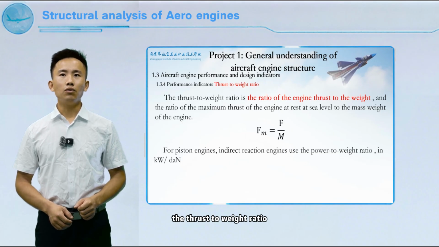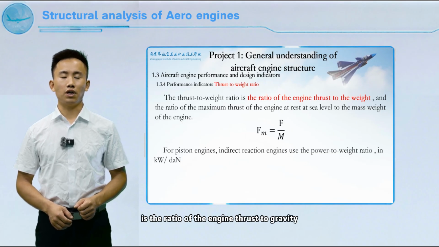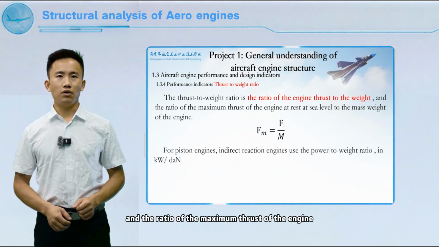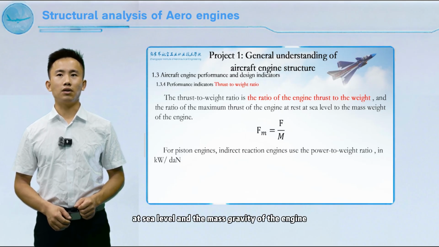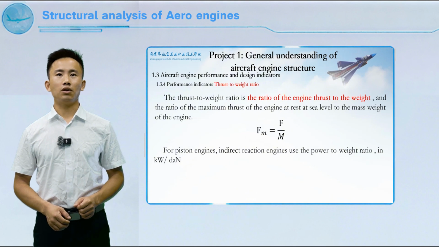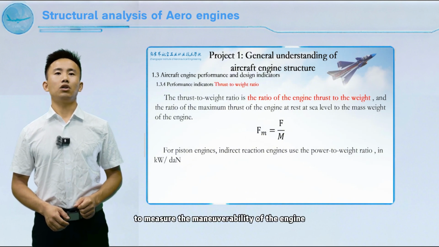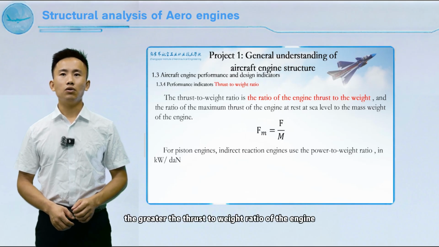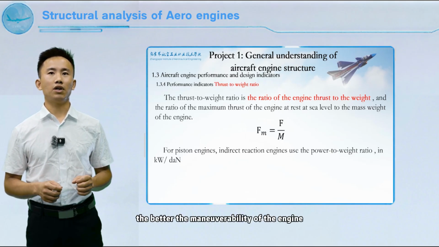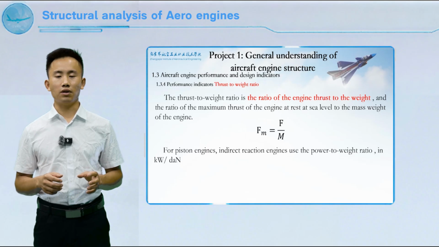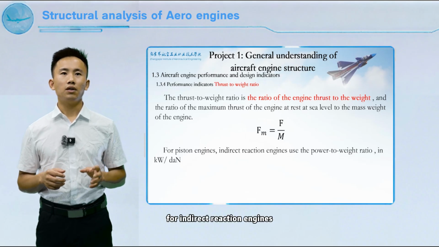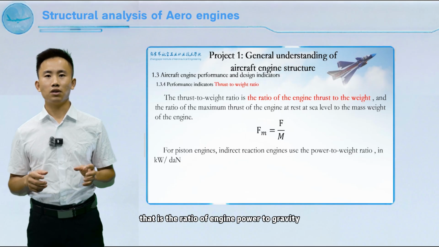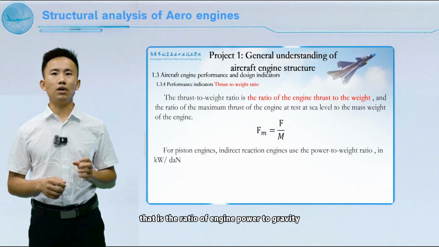The thrust-to-weight ratio is the ratio of the engine thrust to gravity, that is, the ratio of the maximum thrust of the engine at sea level to the gravity of the engine's mass. It is an indicator to measure the maneuverability of the engine. The greater the thrust-to-weight ratio of the engine, the better the maneuverability of the engine, and vice versa. For indirect reaction engines, the power-to-weight ratio is used, that is, the ratio of engine power to gravity.